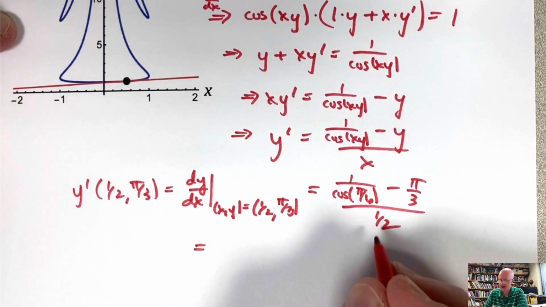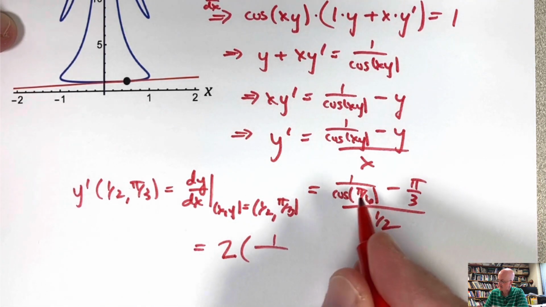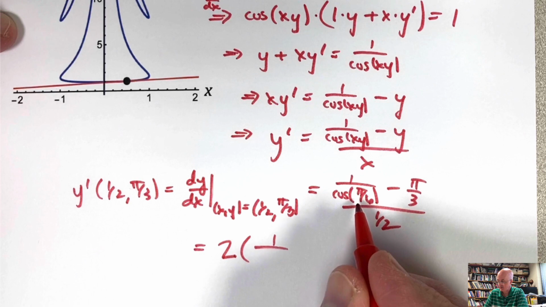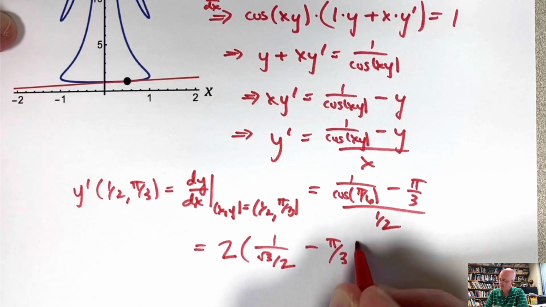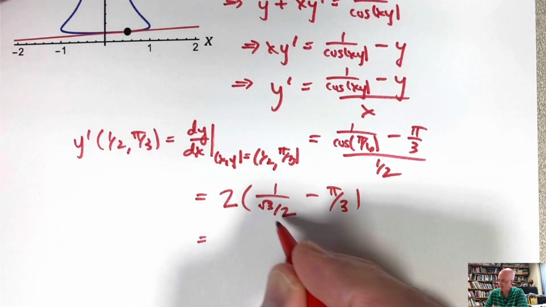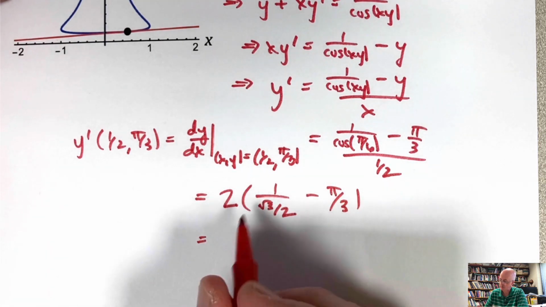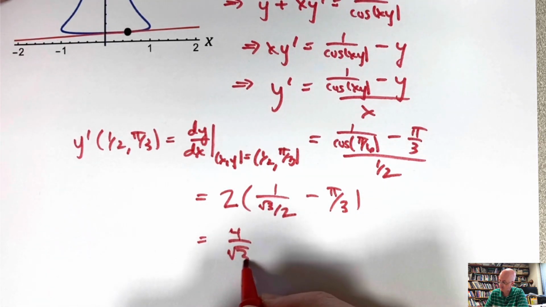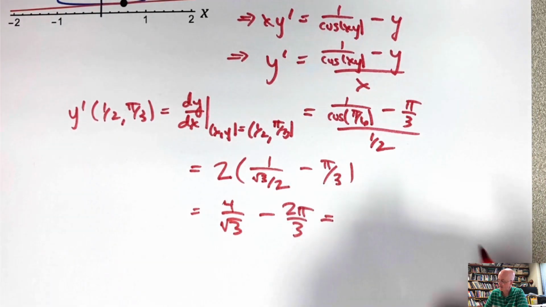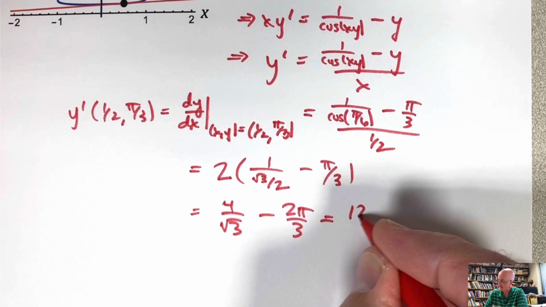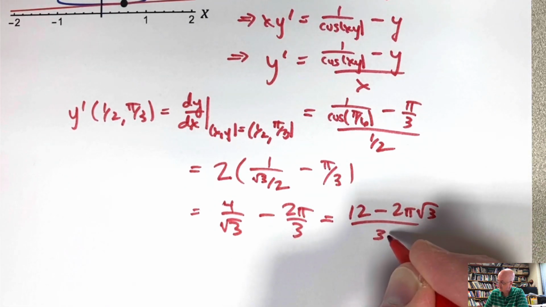Simplify a little bit. Dividing by a half is the same as multiplying by 2. Cosine of pi over 6 is square root of 3 over 2. We've got a pi over 3. Multiply the 2 through. Dividing by square root of 3 over 2 is the same as multiplying by 2 over square root of 3. 2 times 2 is 4. I get 4 over square root of 3 here, it looks like, minus 2 pi over 3. And then we could get a common denominator of 3 root 3. And ultimately get 12 minus 2 pi root 3 all over 3 root 3.